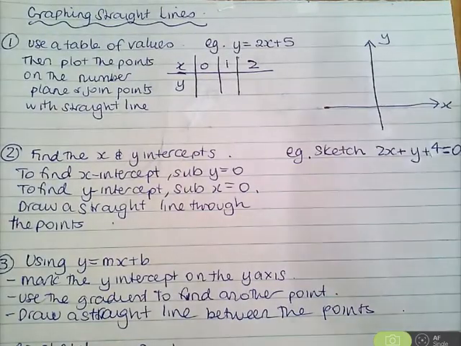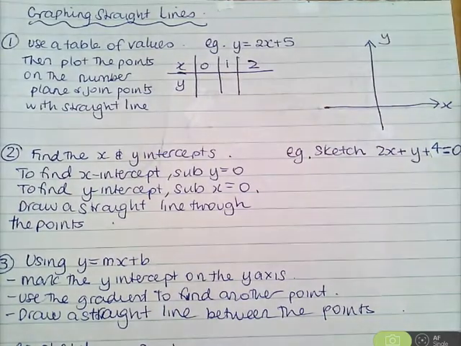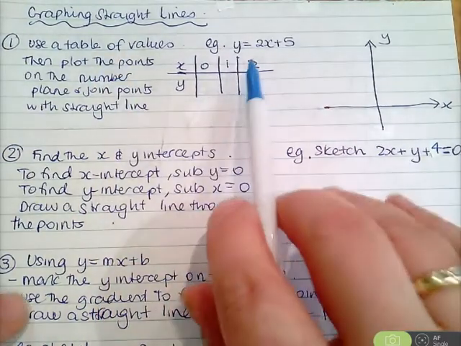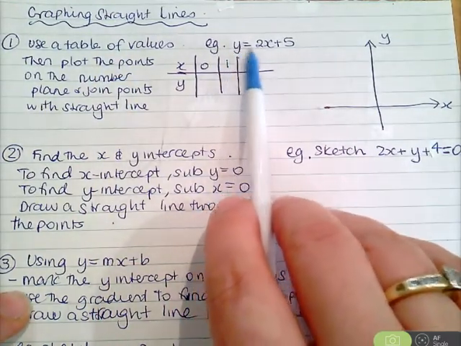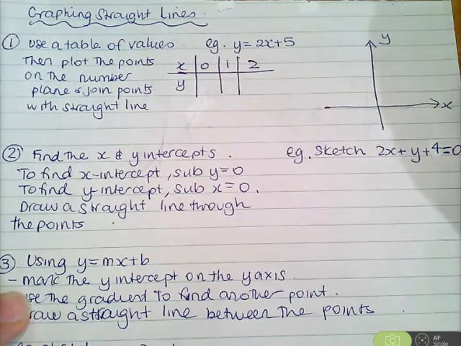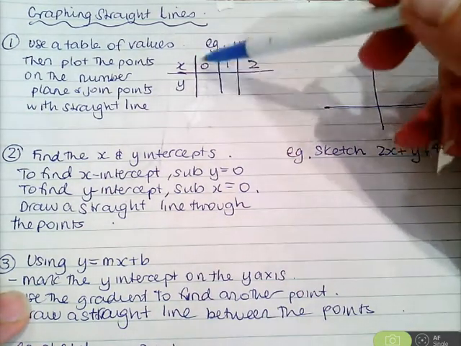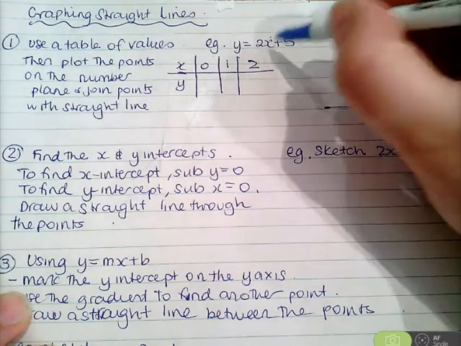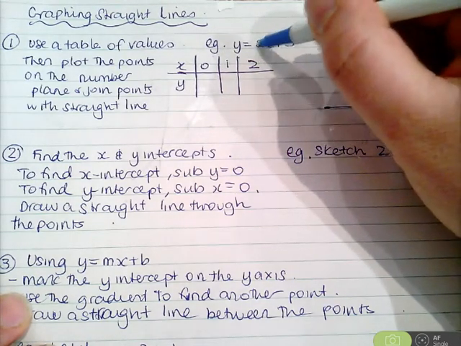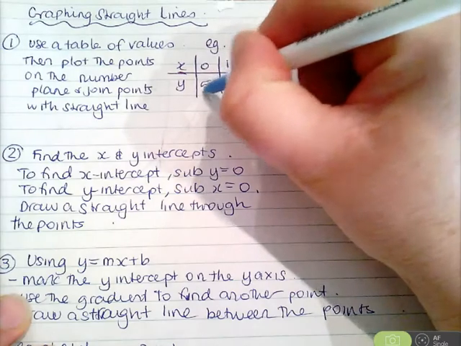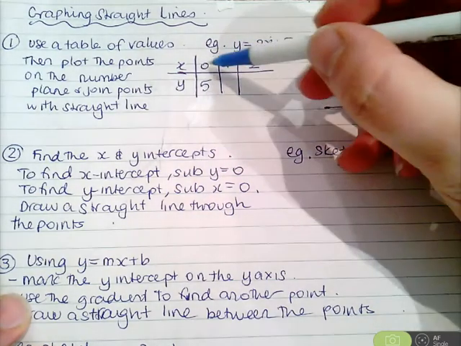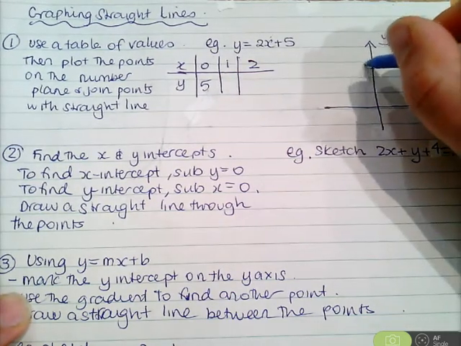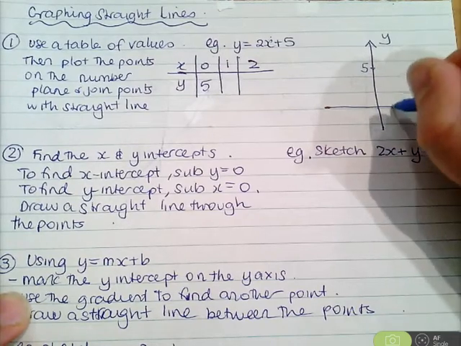Okay, now we'll just look at different ways of graphing straight lines. A lot of this I'm sure you're fine with, but we'll just review it anyway. So, first way is to use a table of values. For example, if you're given the equation y equals 2x plus 5, you can just find three values for x and then substitute them into the equation to get the y value and then plot the points. So, for example, when x is 0, we get 2 times 0 is 0 plus 5 is 5. Notice that when x is 0, you actually end up with the y-intercept. So the first one we've got is that when x is 0, y is 5.